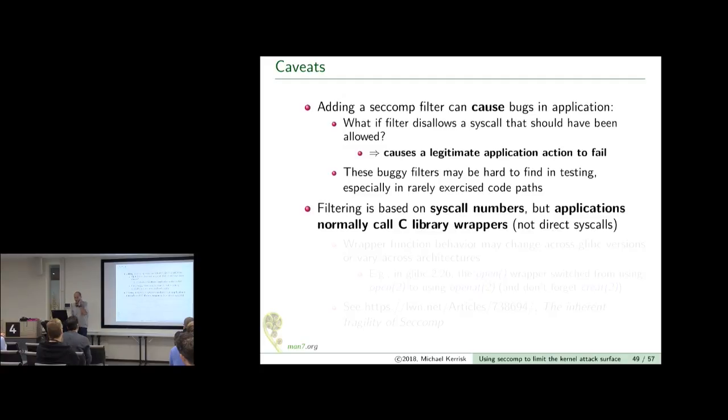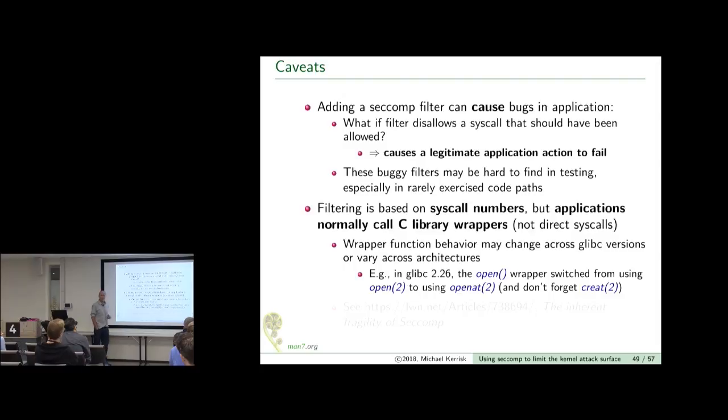Another thing to think about is system call filtering is based on system call numbers, but applications use C library wrapper functions, at least normally. But the wrapper library function behavior might change across glibc versions. For instance, until glibc 2.26, the open wrapper function on some architectures, and on x86, used the open system call. But in 2.26, it changed to using the openat system call. So if you're trying to filter for just open, your filter wasn't catching openat. There's a relevant article there on LWN, the inherent fragility of Seccomp.